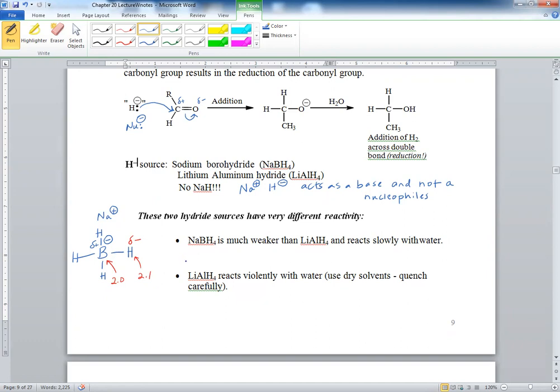It's worth mentioning something about this before we move on: this only reacts with aldehydes and ketones. This is very important for you to remember. So it's selective.